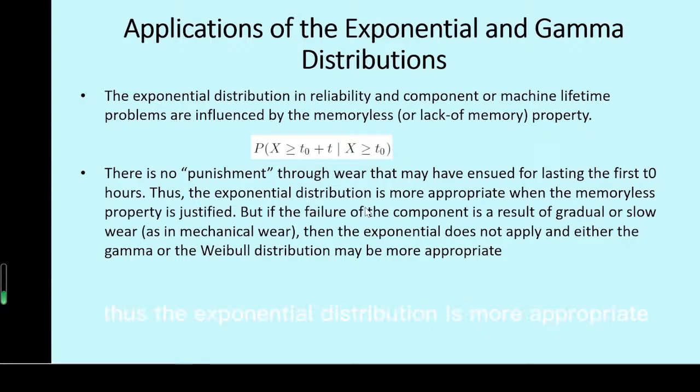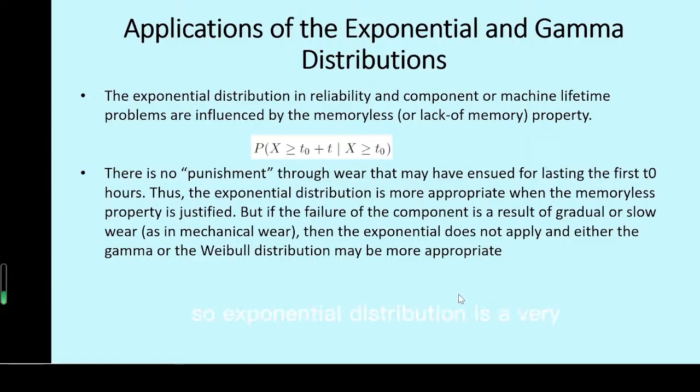Thus, the exponential distribution is more appropriate when the memoryless property is justified. But if the failure of the component is a result of gradual or slow wear, as in mechanical wear, then the exponential distribution does not apply, and either the gamma or the Weibull distribution may be more appropriate.